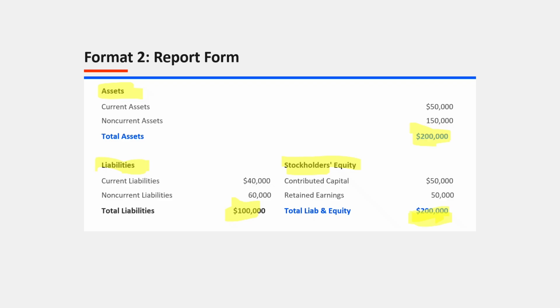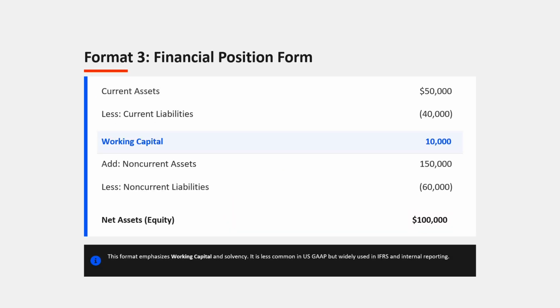Okay, now let's go to the third one, the most analytical format, the financial position form. If you stop and analyze it, you can see that it immediately highlights the company's liquidity. Basically, we start by calculating the net working capital, which is the current assets minus the current liabilities. This is crucial for the short-term health of the company. Then we add non-current assets and subtract non-current liabilities to arrive at the total net assets.